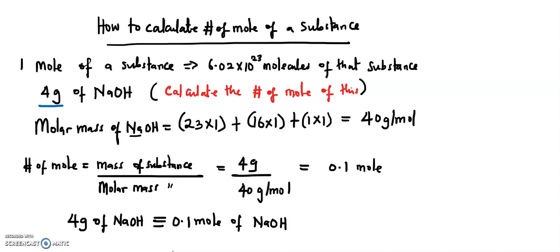So you're going to apply this same principle to every other substance that is given to you, to calculate their molar mass and their number of mole. You only need to know the mass of the substance, and you can calculate the molar mass of the substance as long as the chemical formula for the compound is provided to you. Then you just divide the mass of the substance by the molar mass of the substance to get the number of mole. I hope you find this helpful.